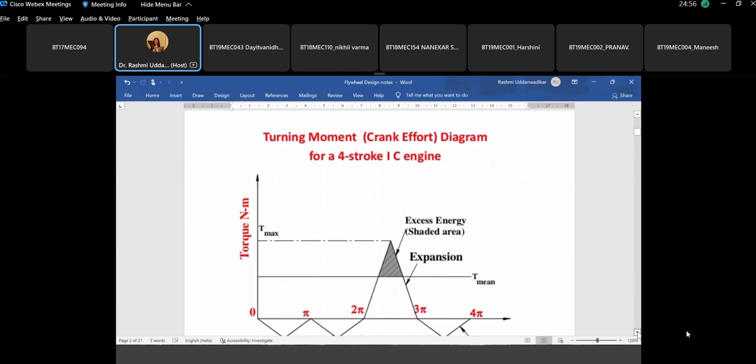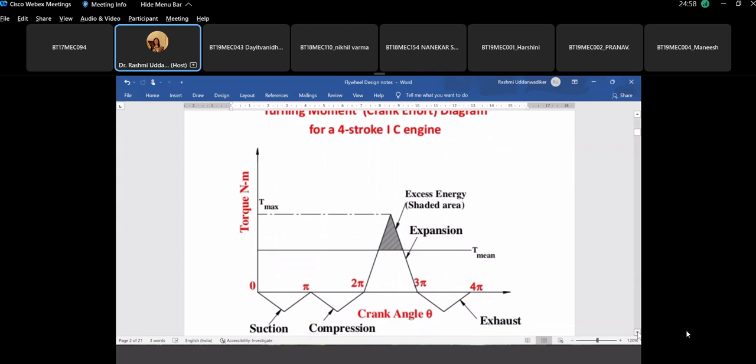so this is a 4-stroke IC engine, and you have these 4 strokes: suction stroke, compression, this is the expansion or the power stroke, and then there's an exhaust stroke. So for suction, compression and exhaust, the torque required, we are looking at the magnitude, is minimum. And in the power stroke, there is a huge torque, a lot of energy that is created. So this is producing power for driving your motor wheel or the vehicle.